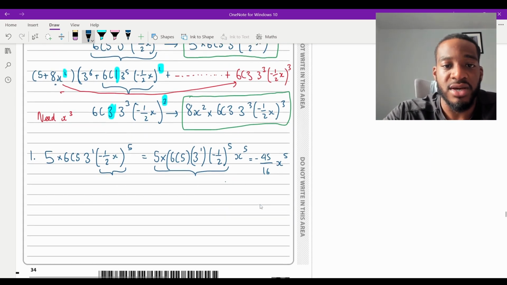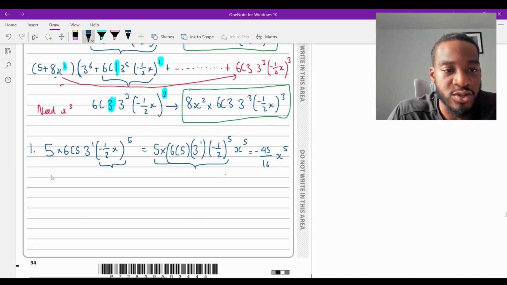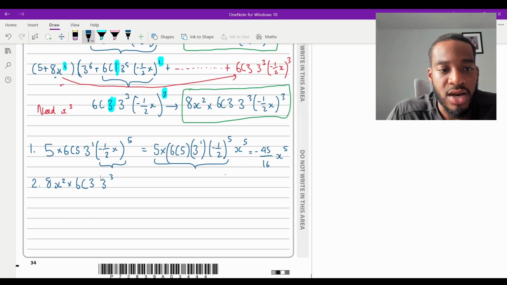And then the last one is going to be this one over here, isn't it? So it's going to be number 2. It's going to be ax squared times by 6 choose 3, 3 cubed. Put in a bracket so it's clear. And then minus a half, and then x cubed. And then what I want to do is simplify this. So it's going to be ax squared times by 6 choose 3 times by 3 cubed. And then this minus a half x cubed, I can write it as minus a half to the power of 3 and then x cubed, isn't it?